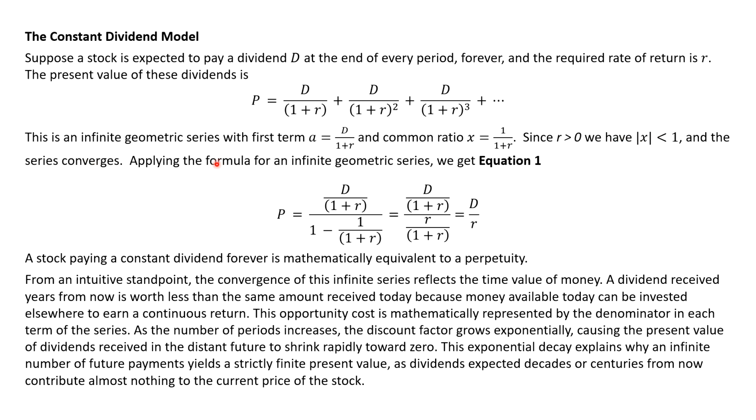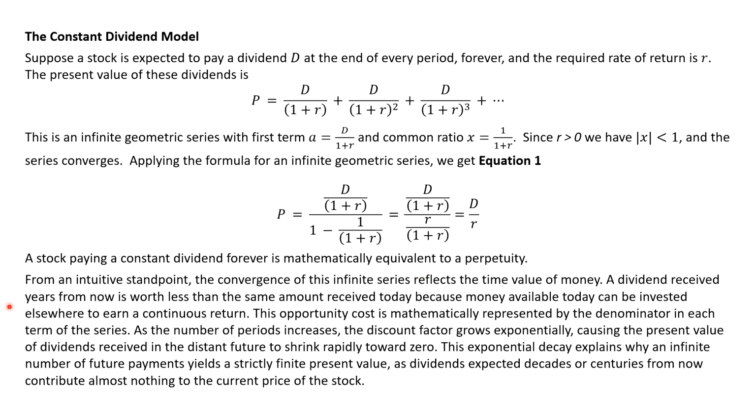We can use the formula for the sum of an infinite geometric series, which I've done here. You put the first term on top, 1 minus the ratio, and you just do a little bit of math, and you get d over r as the sum. So a stock paying a constant dividend forever is mathematically equivalent to a perpetuity. That's something we talked about in the previous lecture.